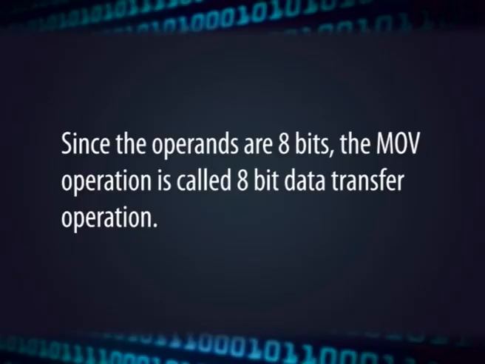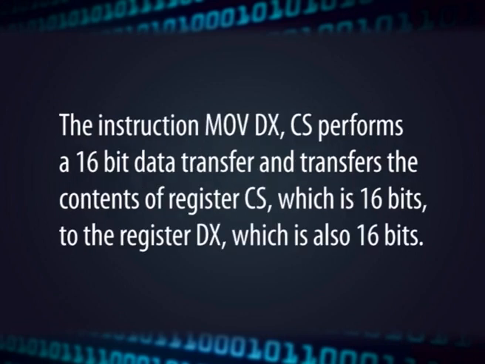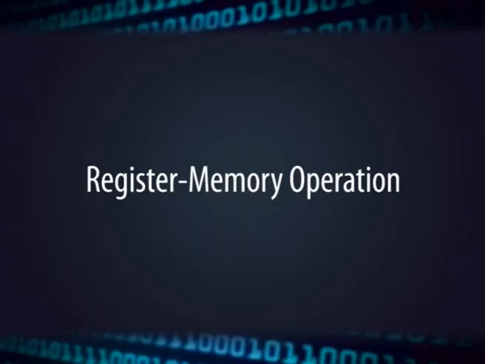The instruction, for example, move AL, BL performs the data transfer from the contents of the register BL to the register AL. Since the operands are 8 bits, the move operation is called an 8-bit data transfer operation. The instruction move DX, CX performs a 16-bit data transfer and transfers the contents of register CX, which is 16-bit, to another register DX, which is also 16 bits. So, it is called a 16-bit data transfer operation. Another category of move instruction is the register memory operation.